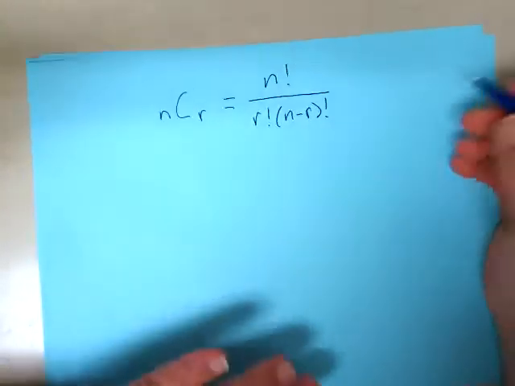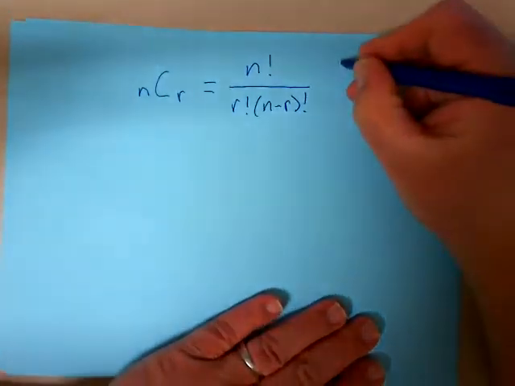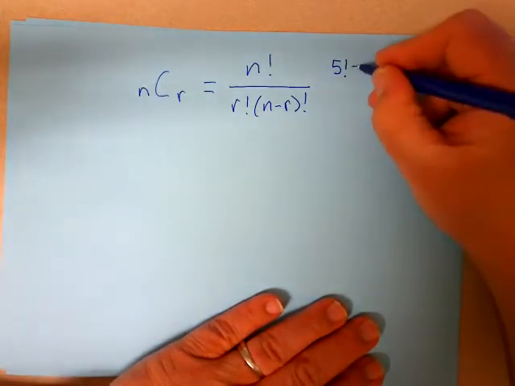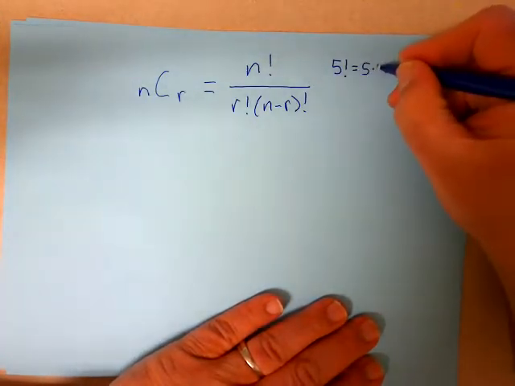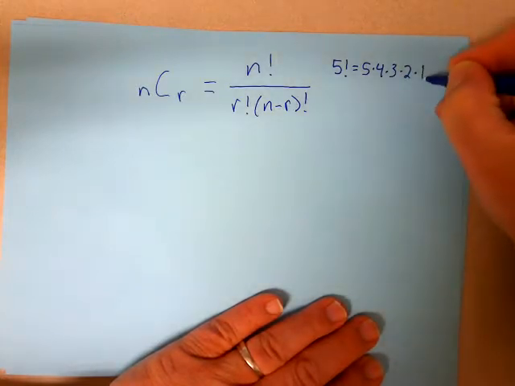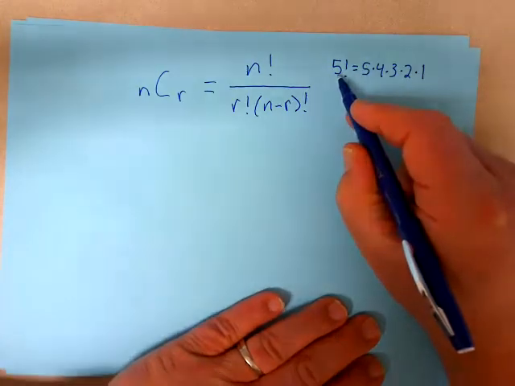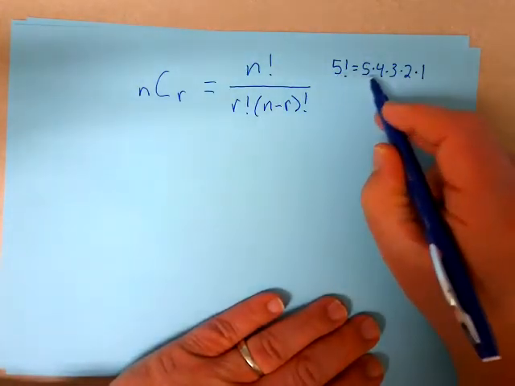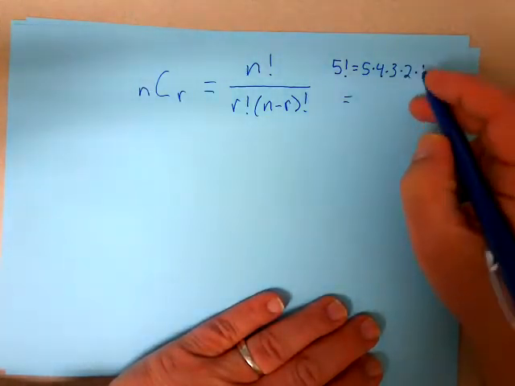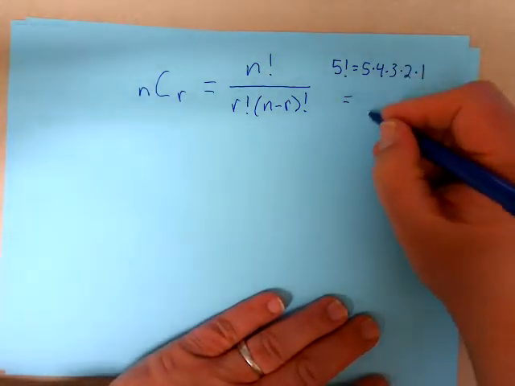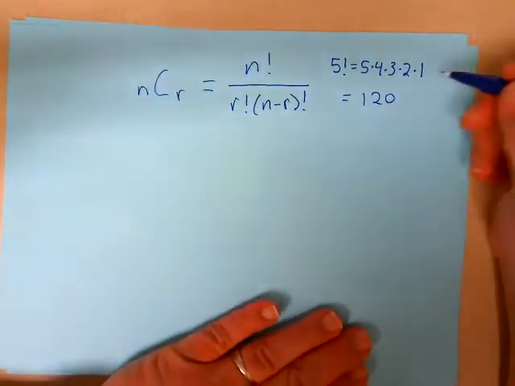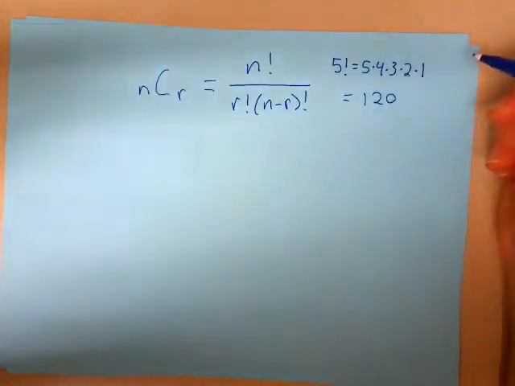Now you might wonder, well, what does factorial mean? Well, what that means, for example, if I have 5 factorial, what that means is I'm taking 5 times 4 times 3 times 2 times 1. So you're taking, starting with the number here, all the way down to 1, and you're multiplying them all together. So this would be 20 times 6, and you would get 120. So 5 factorial would be 120. Okay, so that's what factorial means.